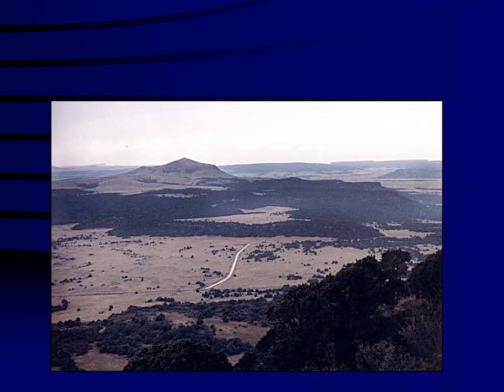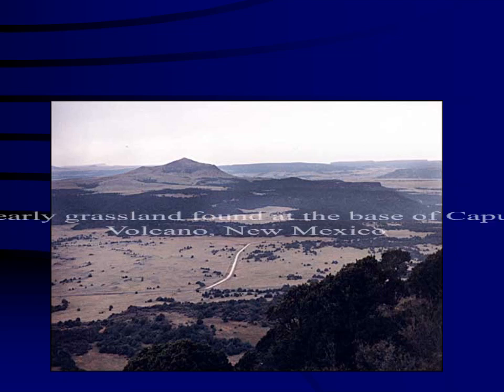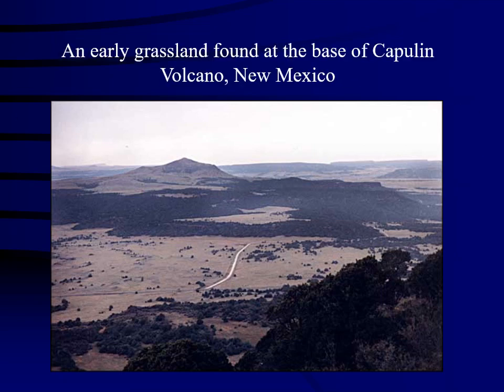Now, here you can see primary succession as well. Basically, these are early grasslands that are found at the base of the Capulin volcano in New Mexico. So here you can see where the lava ran right through the valley and destroyed all of the plants. Since then, it's been making a comeback, and right now we have grasslands, and you can see that some of the mature forest is beginning to sprout up in these areas as it continues to go through primary succession.